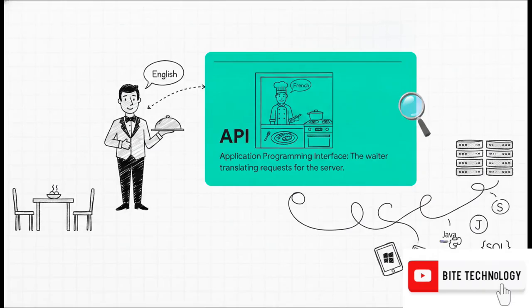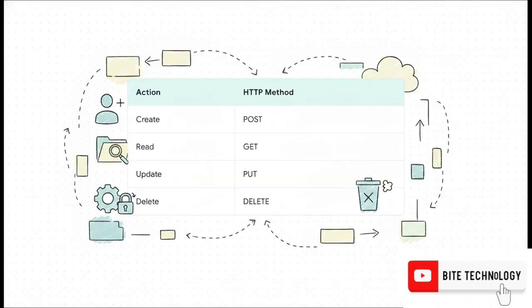Well, this is where the API comes in as our universal translator. Think of the API as the waiter. You give your order in English, the waiter takes it to the kitchen, translates it into French for the chef, and then brings your food right back to you. An API does exactly this for software. It seamlessly exchanges data without any human intervention at all, no matter what operating system or programming language is being used.